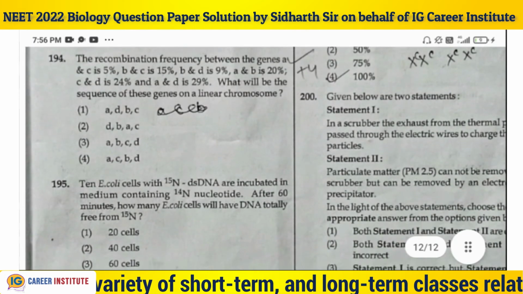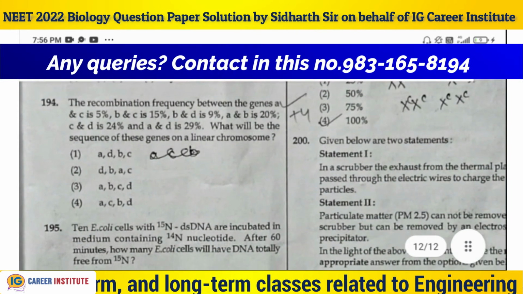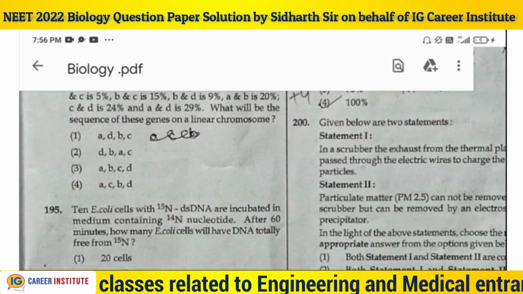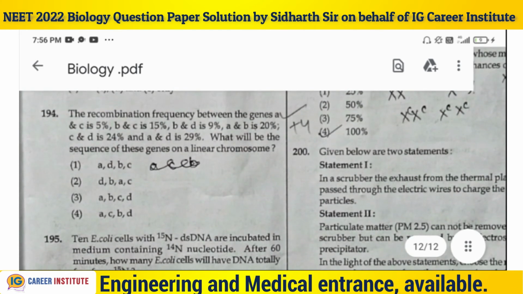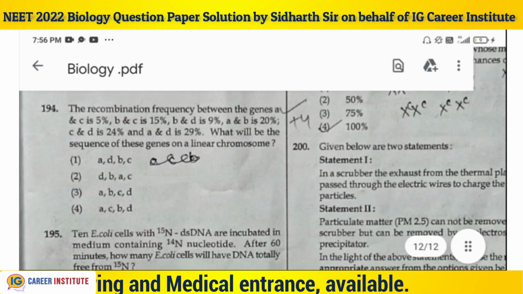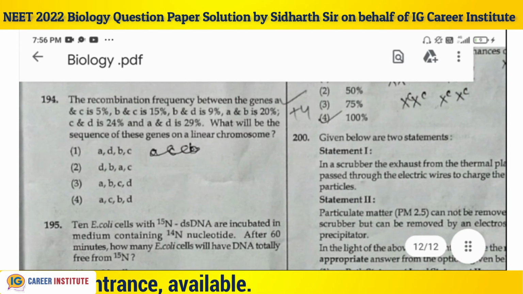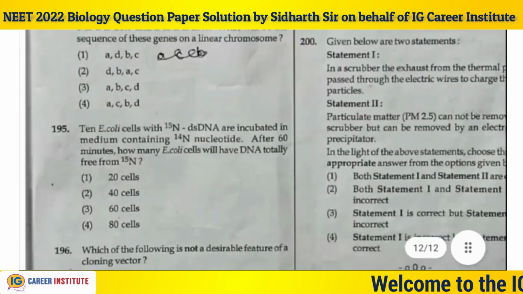Let's come to question number 194. The recombination frequency between the genes A and C is 5%, B and C is 15%, and C and D is 9%, A and B is 20%, B and D is 24%, and A and D is 29%. What will be the sequence of these genes on a linear chromosome? See, this is very easy. There is nothing of knowledge here, just common sense, and I am not going to show it now. The right answer is D. You can make it out.